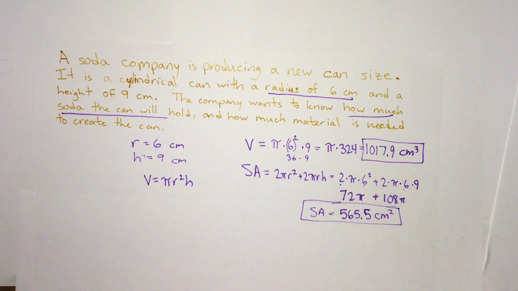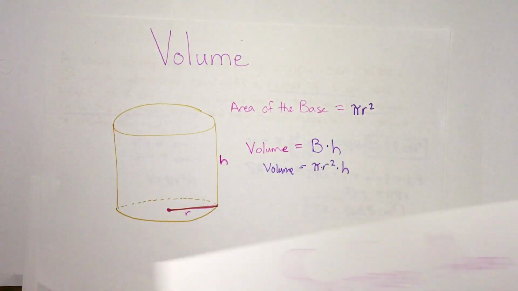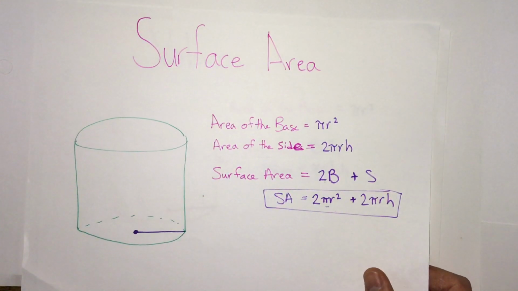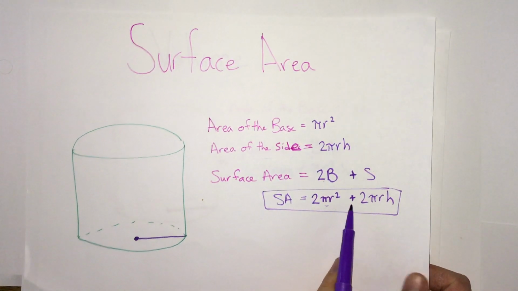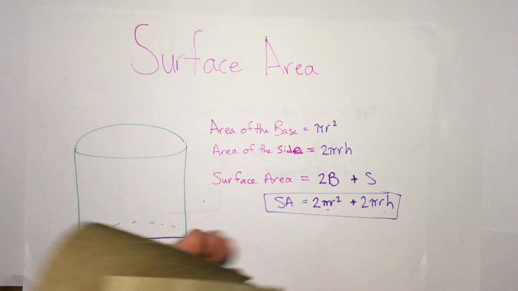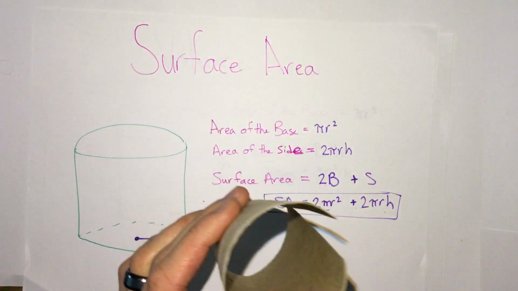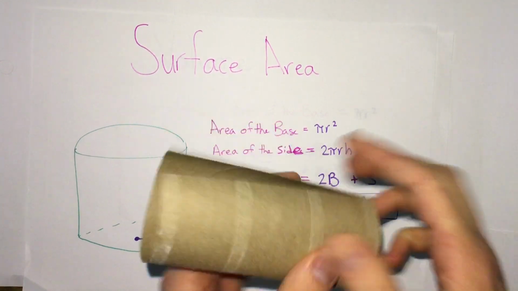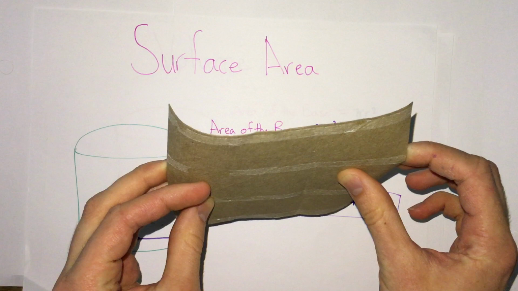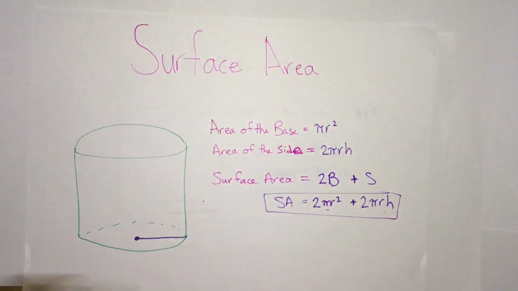So the two formulas you want to remember for this are the volume, pi r squared h, and our surface area of a cylinder, 2 pi r squared plus 2 pi r h. And remember, you can derive that by taking any cylinder and thinking about the areas of the bases, and how if it unfolds, it's just the circumference of the base times the height.